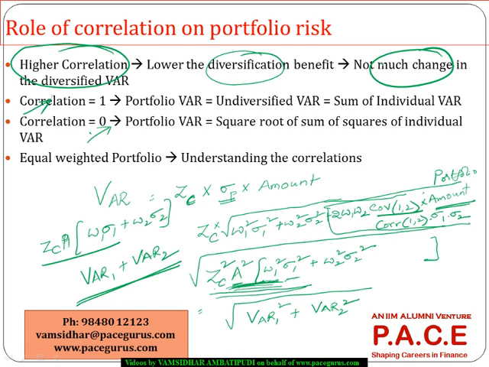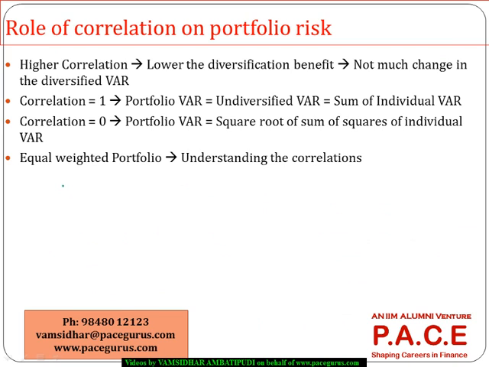So probably just a quick workout. Let's say here I'm talking about two securities, or probably three securities. What is the variance of the portfolio here?